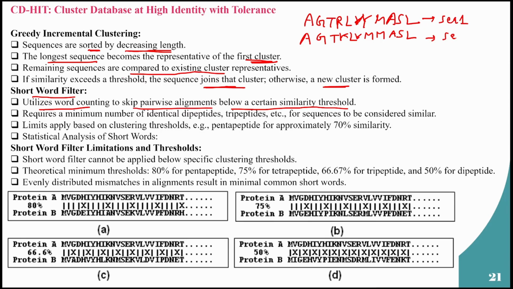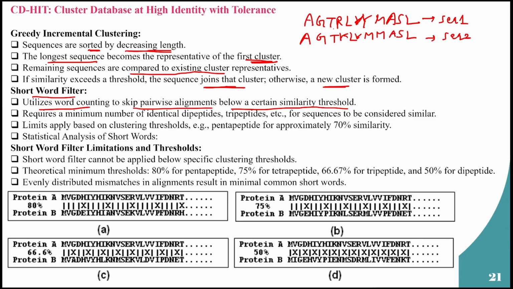This is seq one, this is seq two. You will notice that if two sequences are very similar, for example, these two sequences are very similar, right? You can see that in similar positions they have the same amino acids for the majority of the positions in these sequences, right?